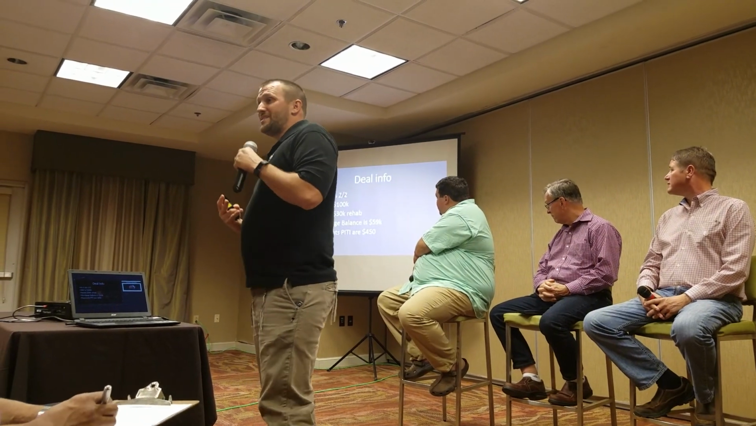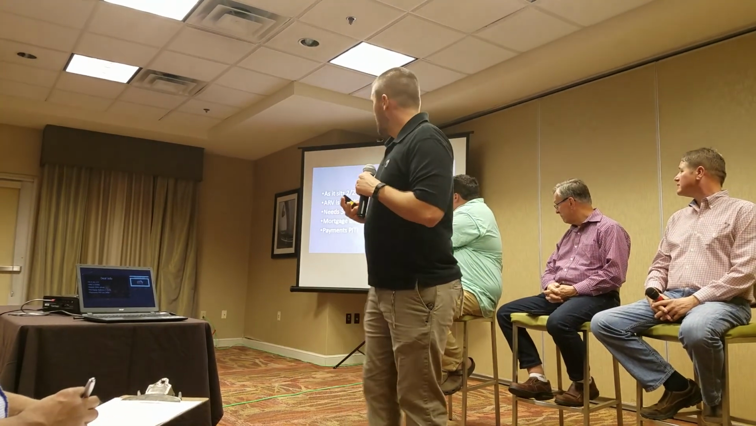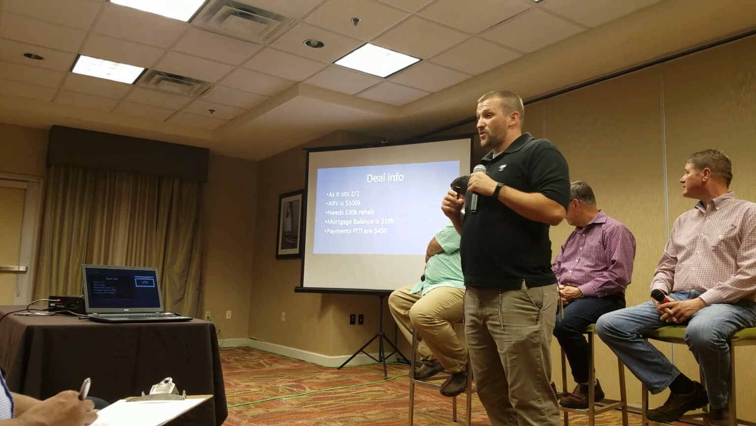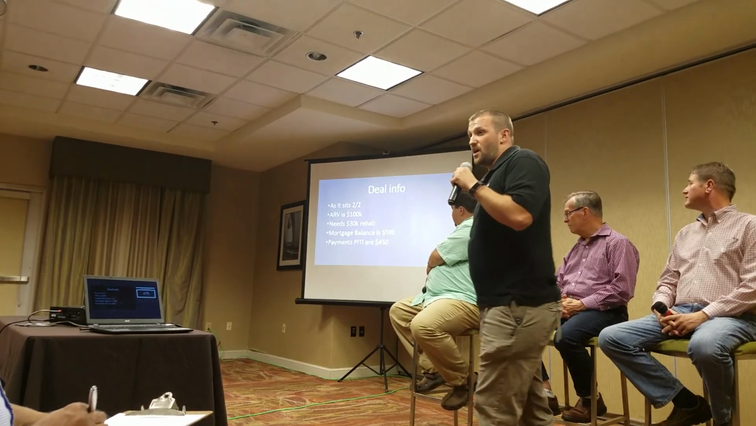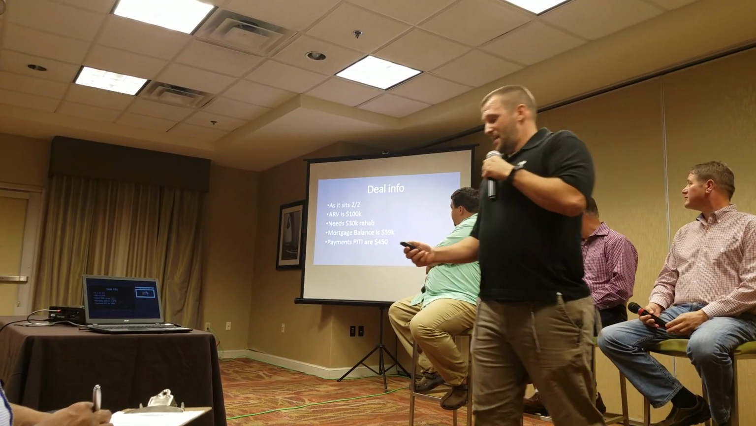All right, so as the house sits, it's a 2-bedroom, 2-bath house. After repair value on this house is only $100,000. The house needs about $30,000 to get it up into flip condition. And the mortgage balance, like I said, was $59,000, and the payments on the house were $450. So, how would y'all structure this deal?